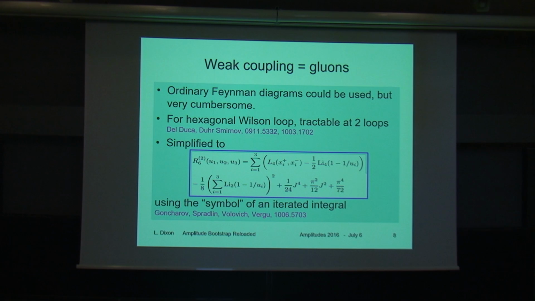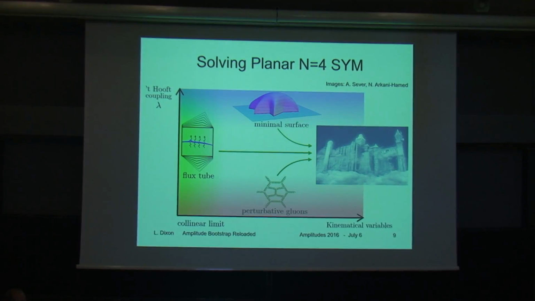Now, using the duality to the Wilson loop, the first non-trivial example, the two-loop hexagonal Wilson loop, was computed by Del Duca, Duhr, and Smirnov. And as you probably all know, that was simplified to a very compact formula in terms of classical polylogs by Goncharov, Spradlin, Vergu, and Volovich, using the symbol of an iterated integral. So we have an ability to do things at weak coupling as well, which is actually going to be the focus of the rest of the talk.